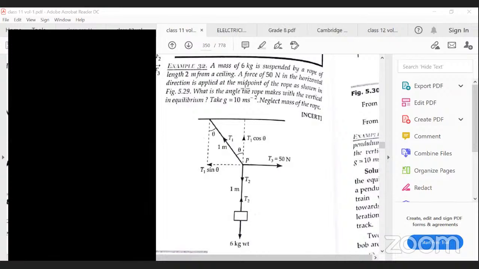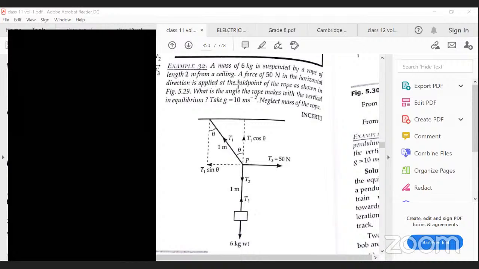In this case, a mass of 6 kg is suspended by a rope of length 2 meters from a ceiling. A force of 15 newtons in the horizontal direction is applied at the midpoint of the rope as shown in the figure. What is the angle the rope makes with the vertical in equilibrium? So here, we are applying some forces.